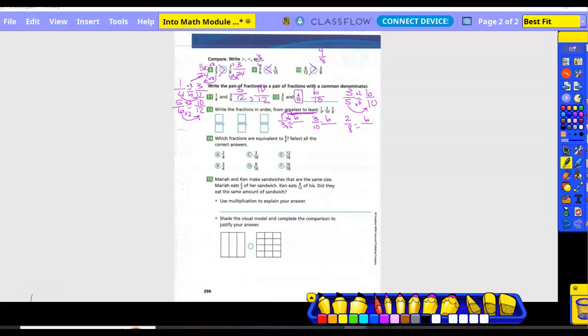So what is 3 times 6? 18. Okay, the next one, how did I get from 3 to 6? Times 2, what I do on the top, I do on the bottom. So 10 times 2 is 20. And then on the next one, how did I get from 2 to 6? Times 3, what I do on the top, I do on the bottom. 8 times 3 is 24.